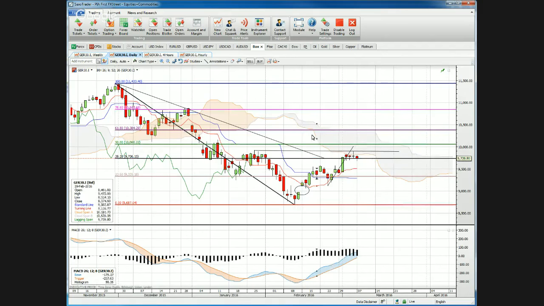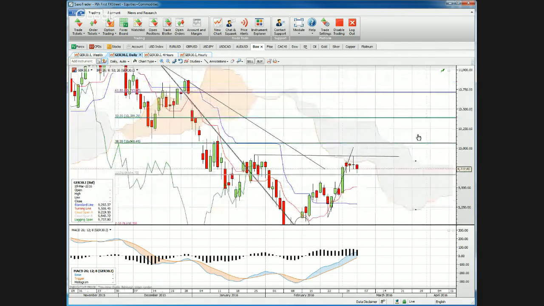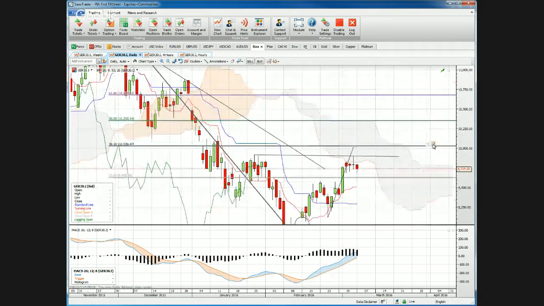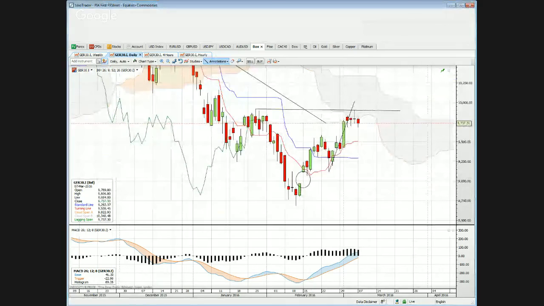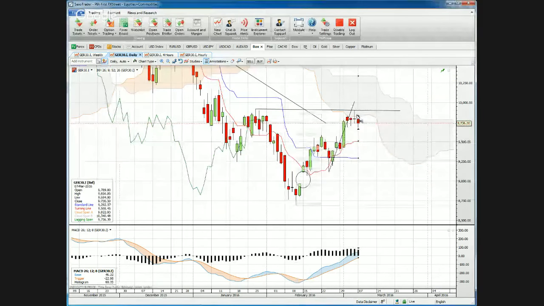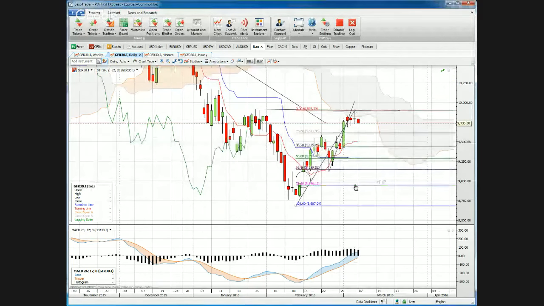So again, we can give a more accurate prediction on that just by bringing Fibonacci lines in. And we expect at least a 78% retracement back down. So that would be our take on DAX at present.